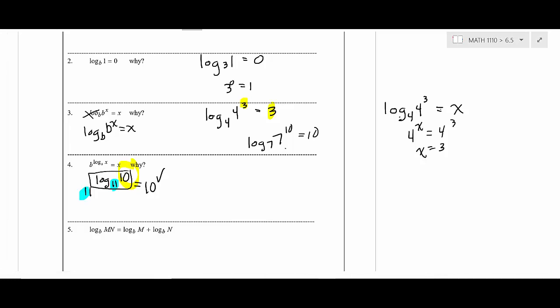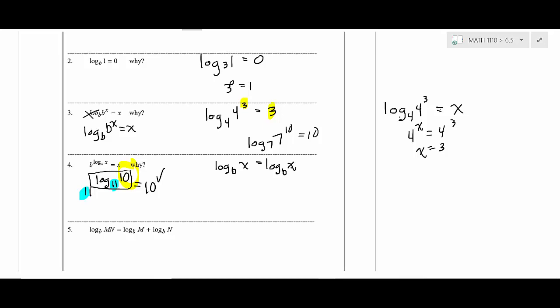Okay, here's why it's true. I'd like you to write this down. Let's just write down log base b of x equals log base b of x. This is where this property comes from. And sometimes this is confusing when I do this to students who've never seen this.